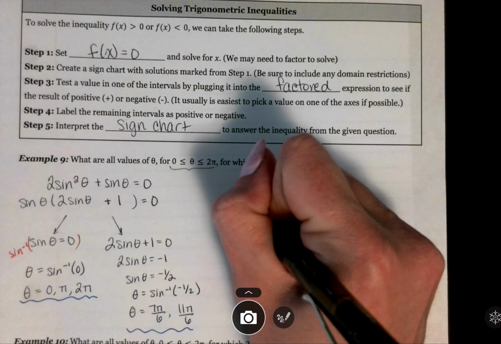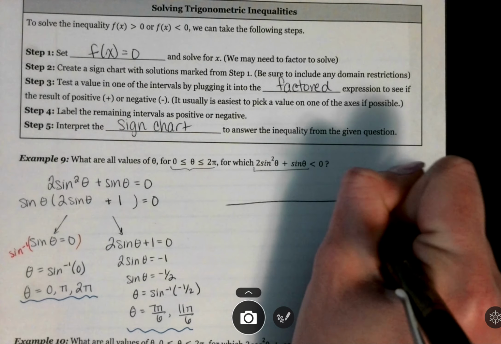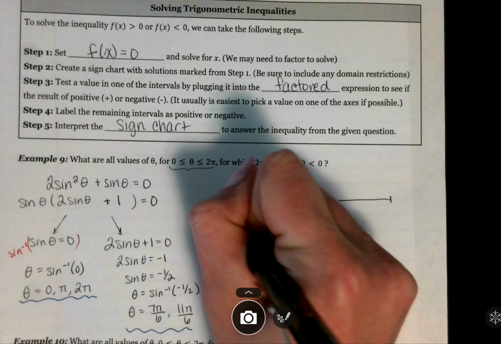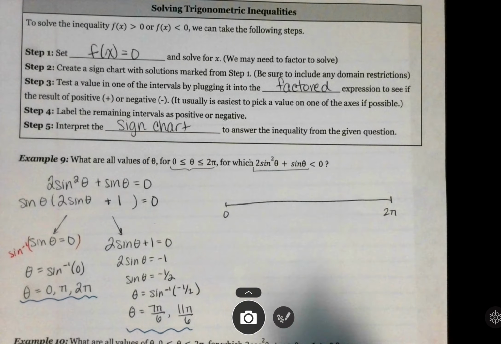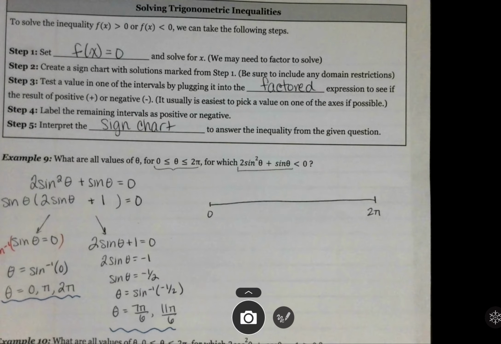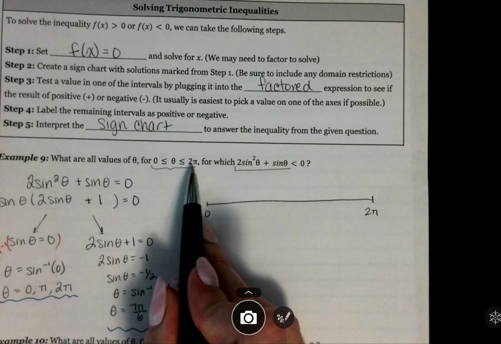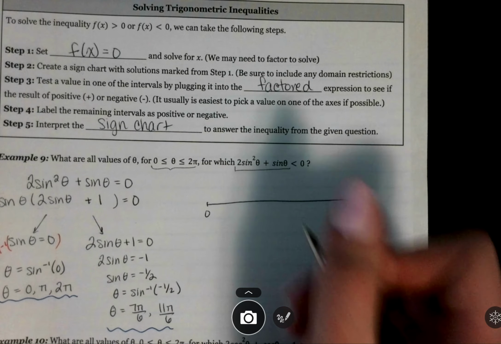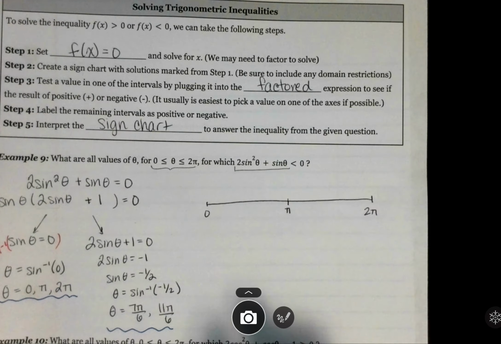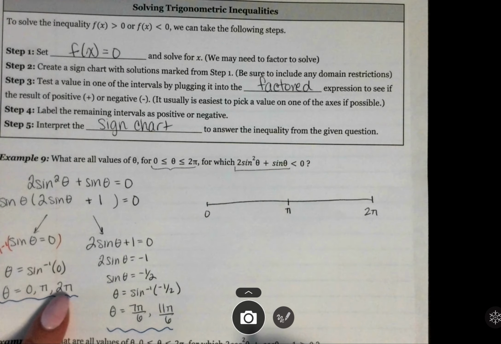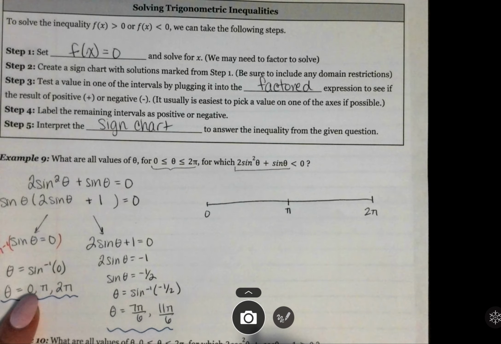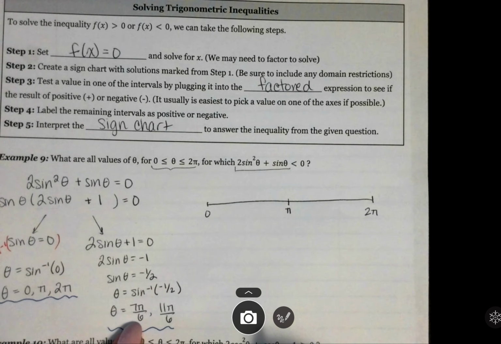So off to the side for my sine chart, I'm going to make a little number line from 0 to 2 pi, because that is my interval for my domain. Right in the middle is pi, and so that takes care of the 3 angles we got with the first equation. I do want to include 7 pi over 6 and 11 pi over 6.